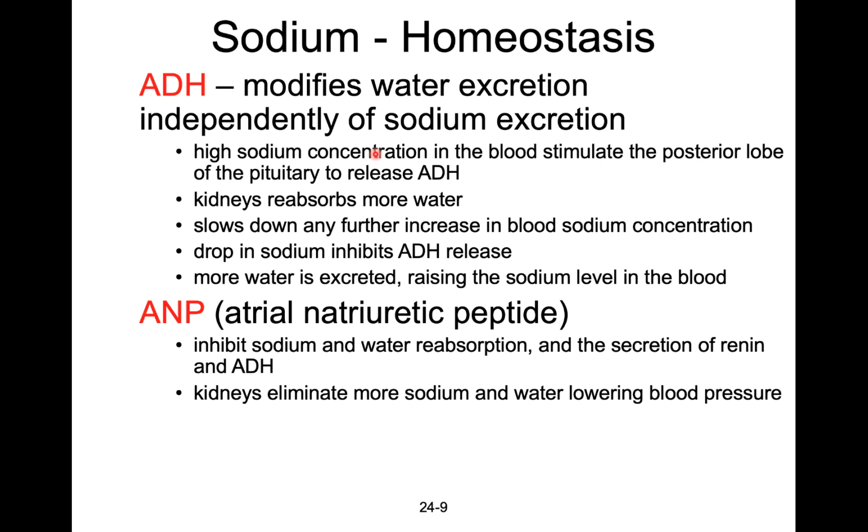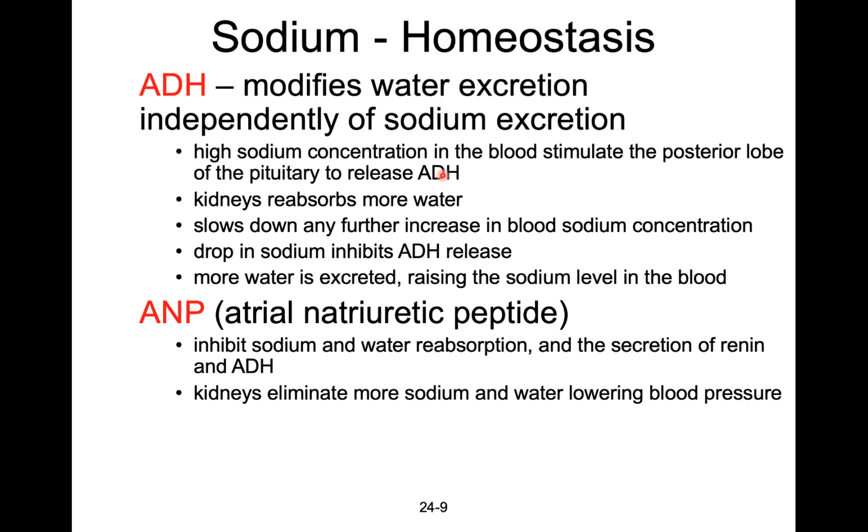So, 2 more hormones are going to help us control salt, specifically sodium concentrations. One is ADH, the antidiuretic hormone. Antidiuretic hormone is going to be stimulated by high sodium concentrations in the blood. Whenever you have too much sodium in the blood, that's also going to trigger hormone release. But in this situation, you're not trying to keep the sodium in the blood. That high sodium is going to stimulate your brain to release ADH.